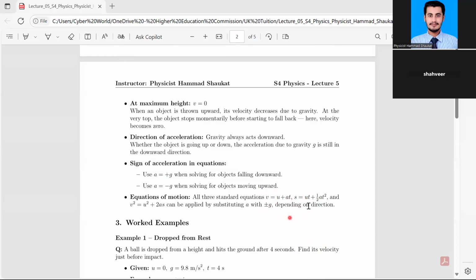But what we have to do is this: here you can see a, here you can see a, and here you can see a. So in all three equations of motion, you can see a, which is the acceleration. What you have to do is simply replace this a by g, small g.